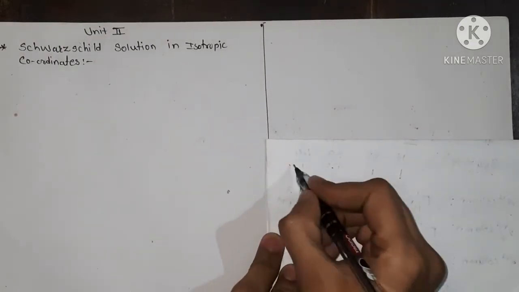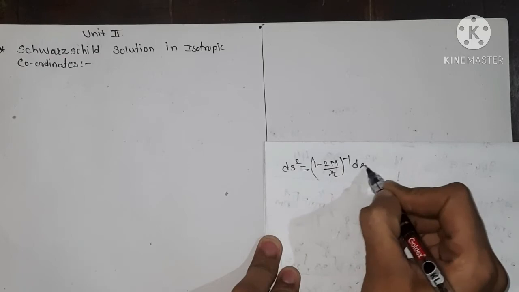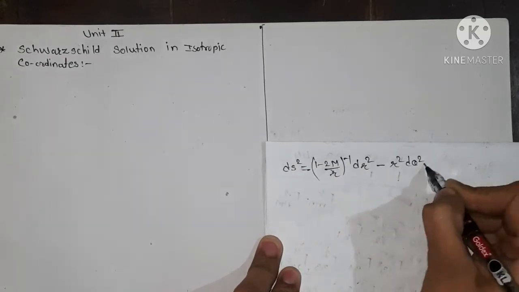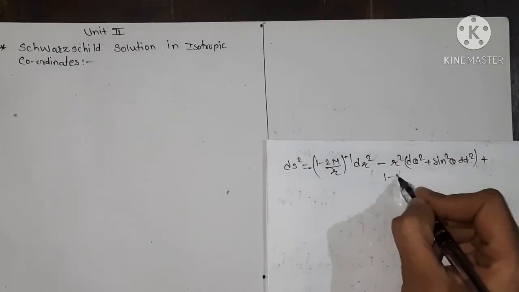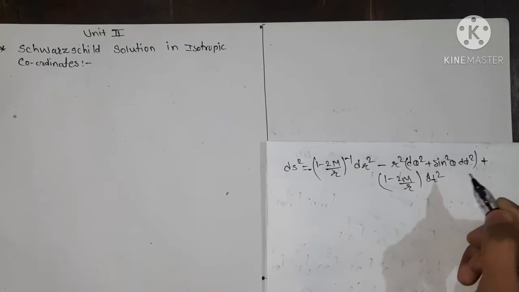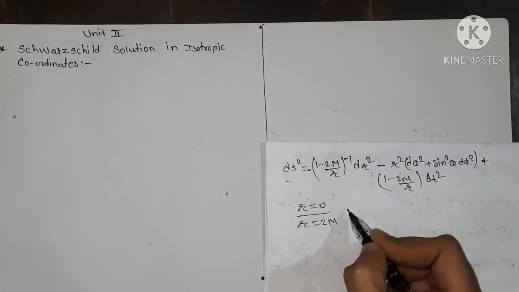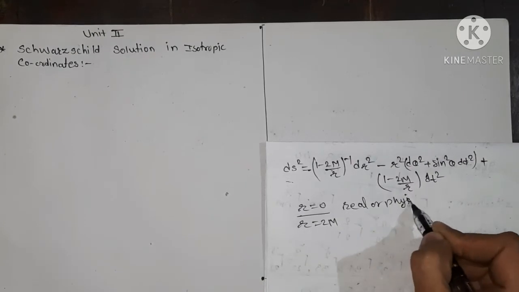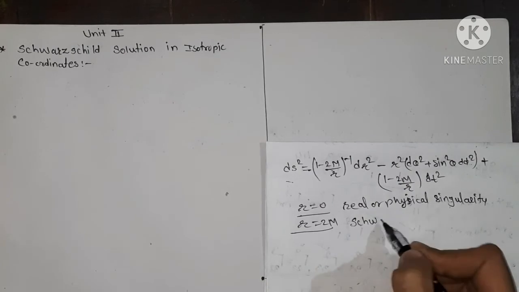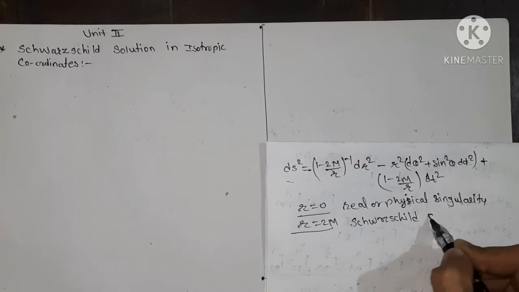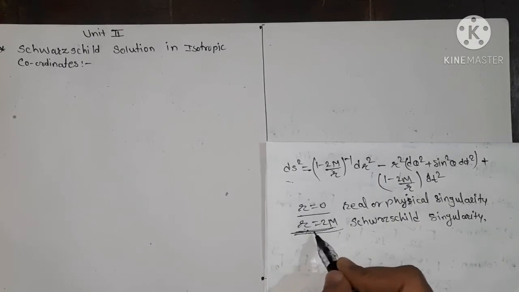The Schwarzschild exterior solution is given by ds² = -(1 - 2m/r)⁻¹ dr² - r²(dθ² + sin²θ dφ²) + (1 - 2m/r) dt². We also saw the singularities of this solution, r = 0 and r = 2m. r = 0 is called the real or physical singularity, and r = 2m is called the Schwarzschild singularity or mathematical singularity. r = 2m is also called the Schwarzschild radius.